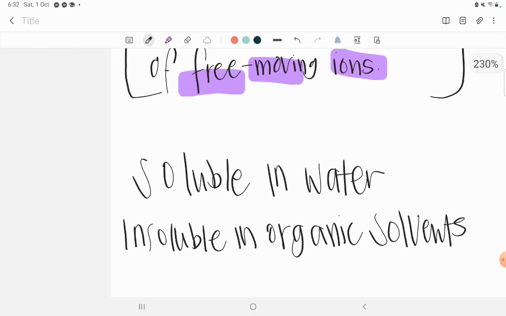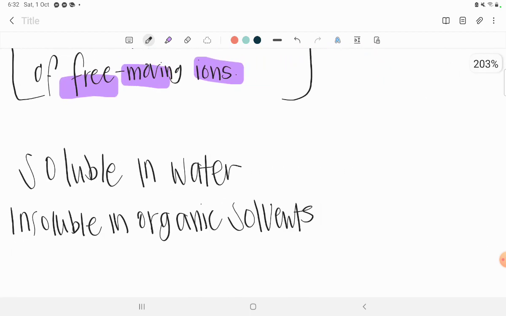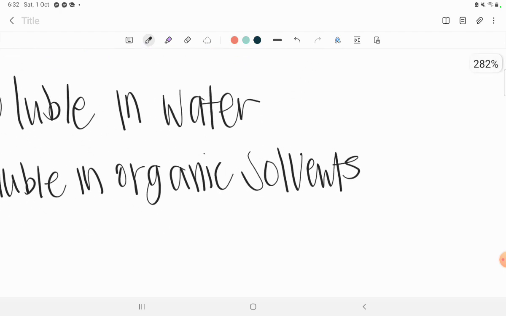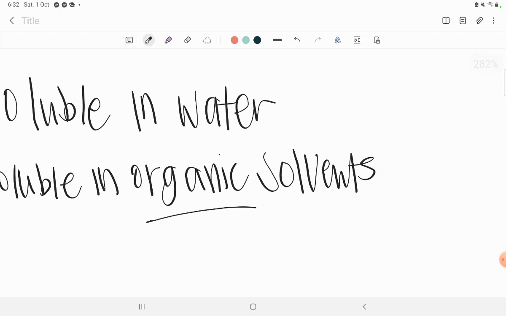Okay, so it's soluble in water but insoluble in organic solvents. So what are organic solvents? Some examples are petrol.